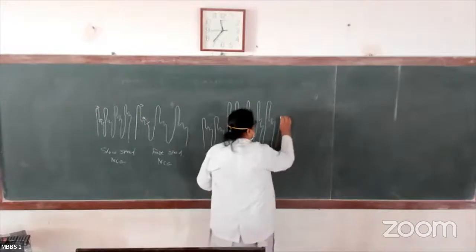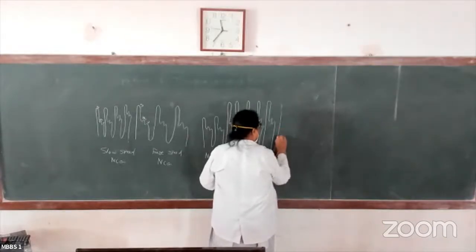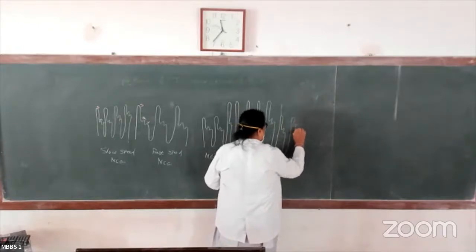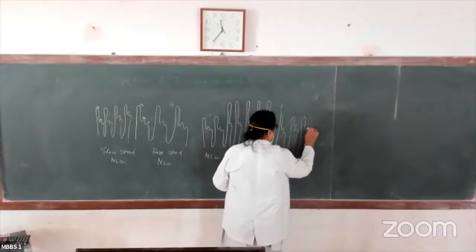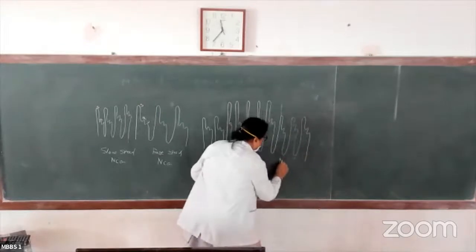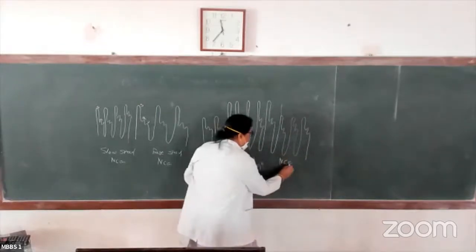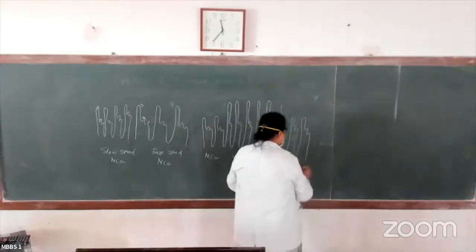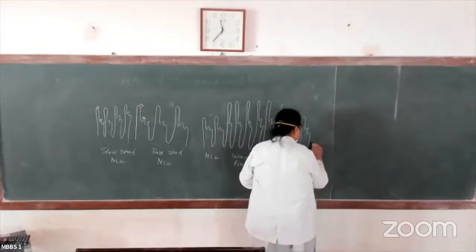Again, what is the effect of the warm ringer? Record the normal cardiogram. This is the normal cardiogram. Again, for the cold solution, record the graph.